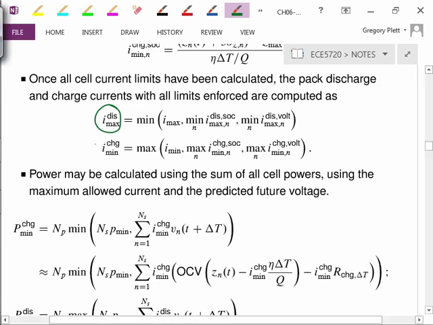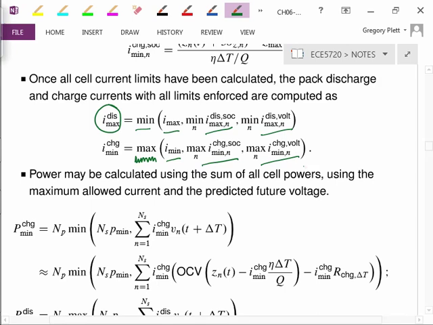So the maximum discharge current is the minimum of the design current limit for maybe wire sizing or something, or the SOC-based limit, or the voltage-based limit. When I'm computing charge current, remember that it's negative, so the minimum in magnitude is the maximum in assigned sense, so I have to use maximum here instead of the design current value, the SOC computation, and the voltage-based computation.